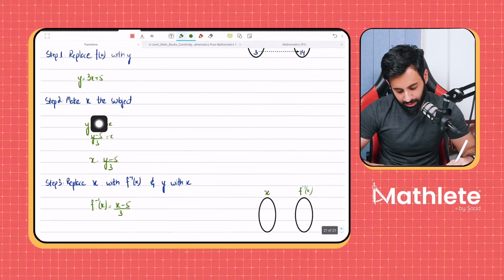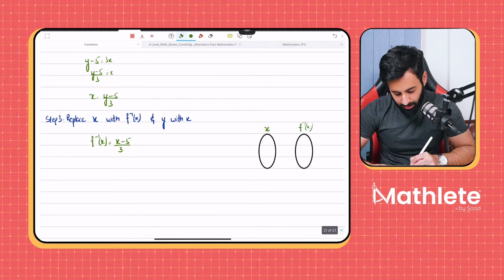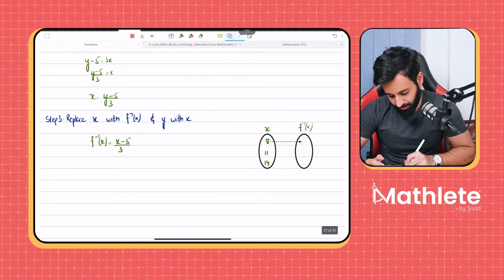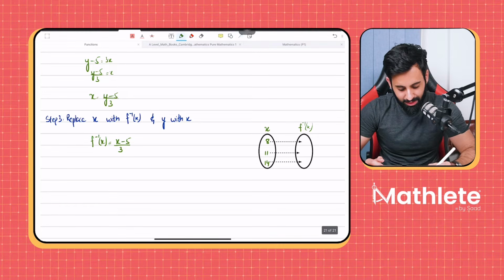And I want you guys to make an observation. So I'm going to plug in 8, 11, and 14 one by one, okay? I'm going to plug in 8, 11, and 14 in the inverse function, and we're going to make an observation regarding the output that we get. Okay, and with that, we'll come up with some standard rules.